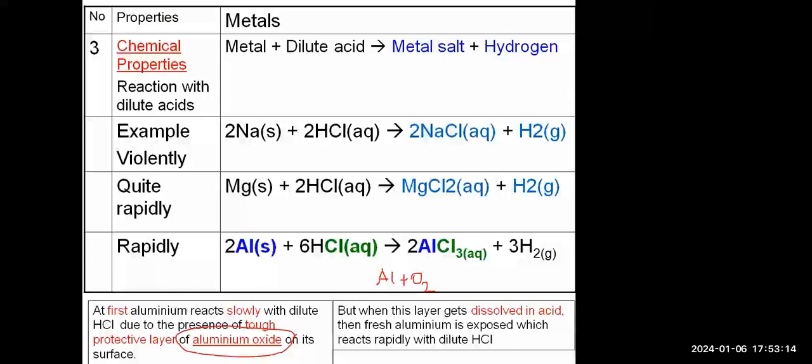So this can be a 2-mark question. They can ask you, why is it that initially no change is seen when you put aluminium in acid? So the answer, as I told you, is because of the layer of aluminium oxide which acts as a barrier or protective layer. Aluminium will react with acid once this layer dissolves.